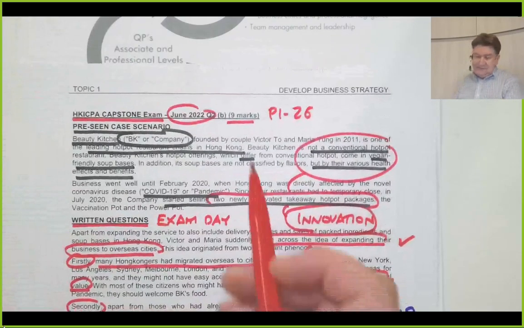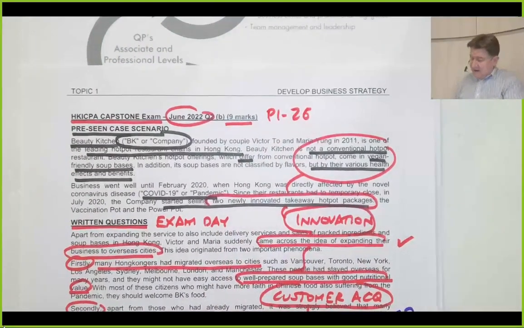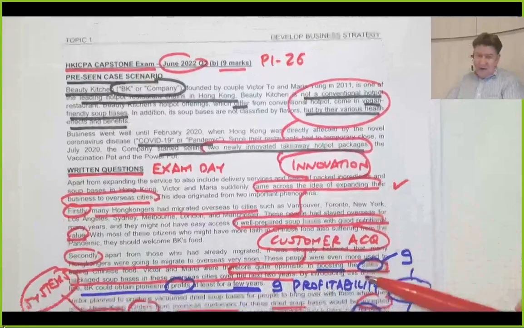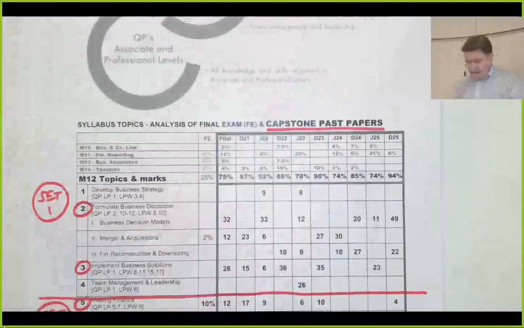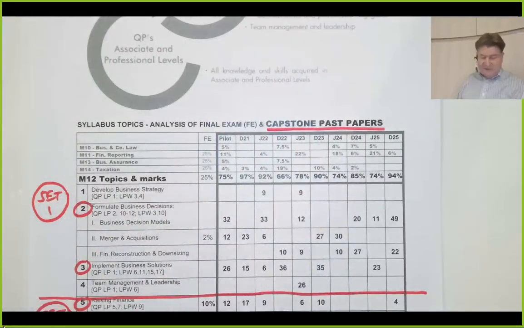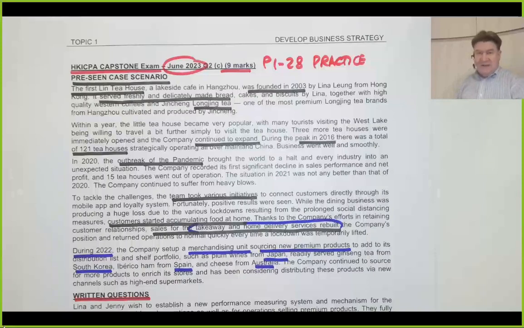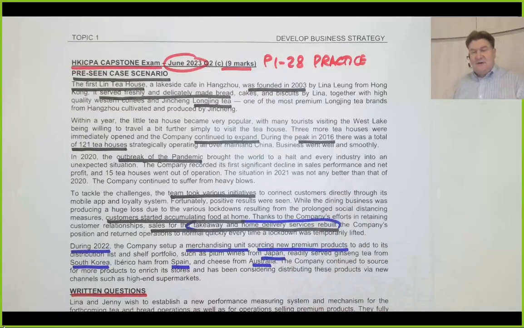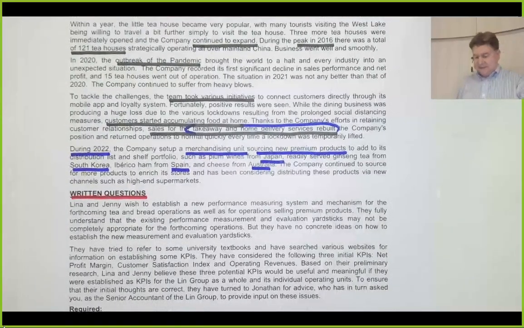So we saw last time there was that question here. This was back on page 26, where we were talking about coming up with some KPIs. This was for that company developing hot pot soups. This was for the overseas customers. And then right at the end of last time, I left you guys with a practice question. So page 28. We introduced the pre-seam. Let's now have a little look at what the question was asking us about. So same as before.